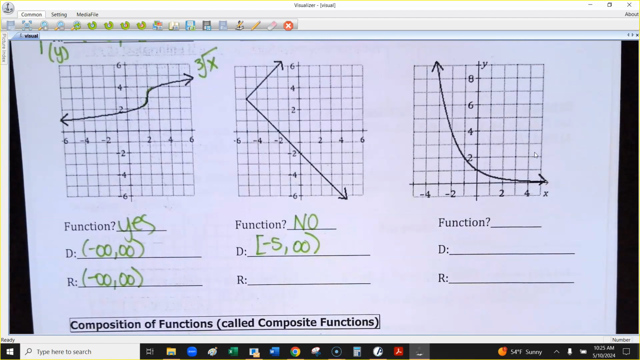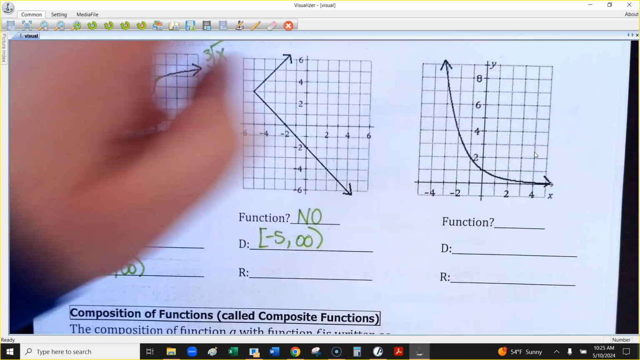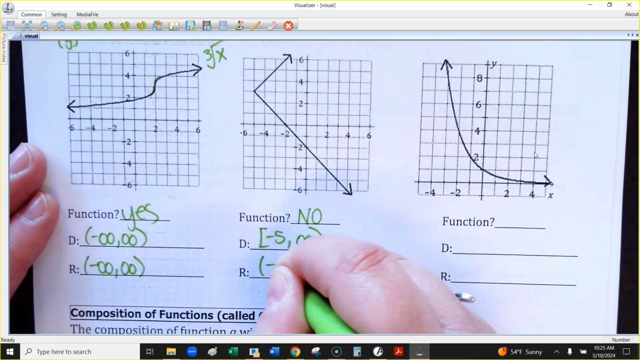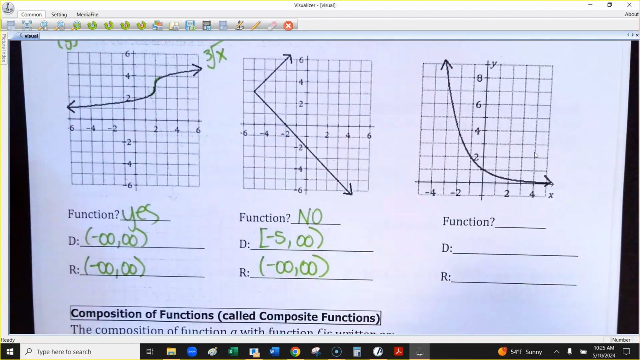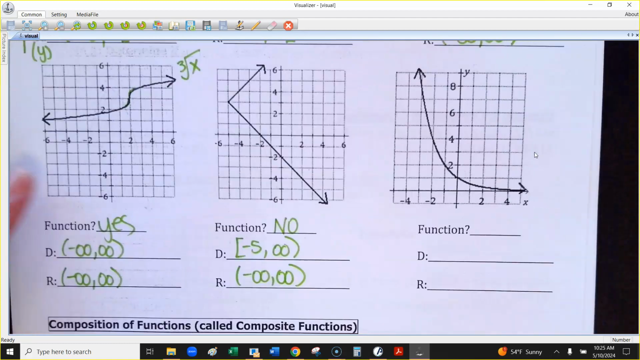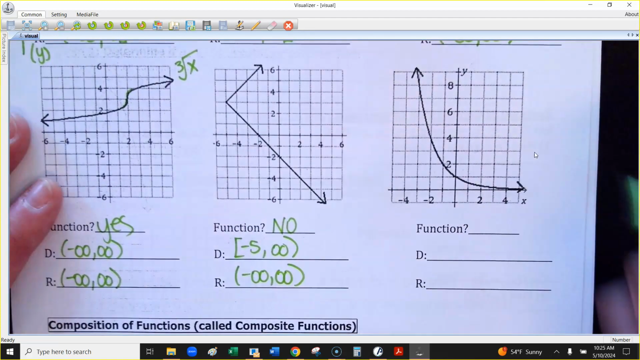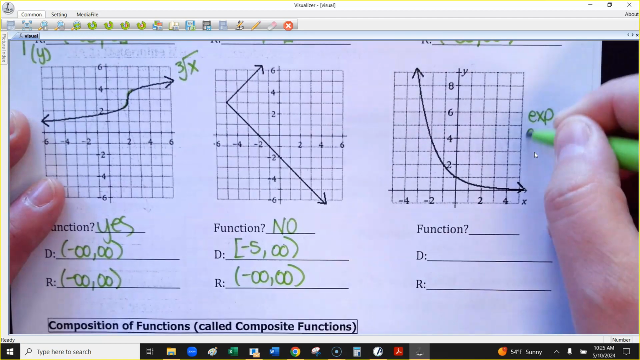Can anybody tell me the range for that graph? What do you think? Exactly. One of the ends goes down forever, this end goes up forever, you'd cover the entire y-axis, so negative infinity to infinity. Some of these graphs are a little tricky. All right, now I got one more graph. Anybody know the shape, what this one would be? This is exponential decay. Excellent.